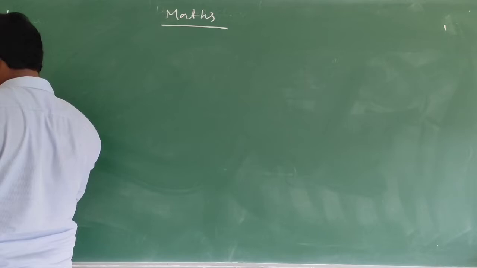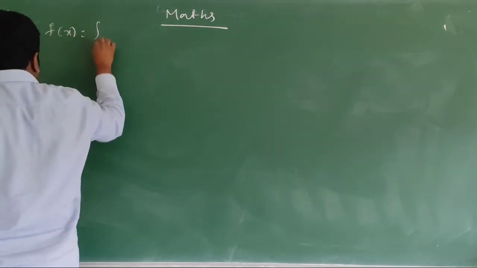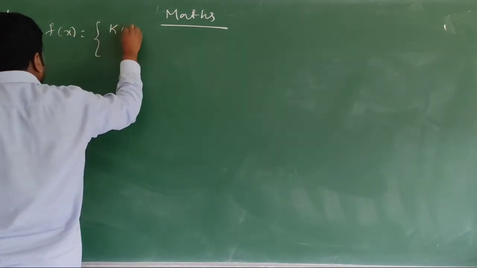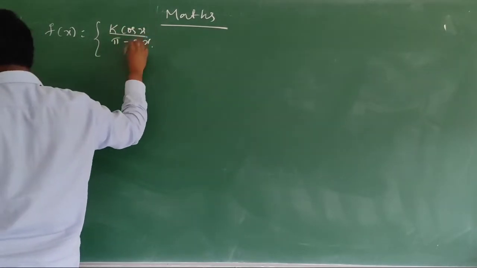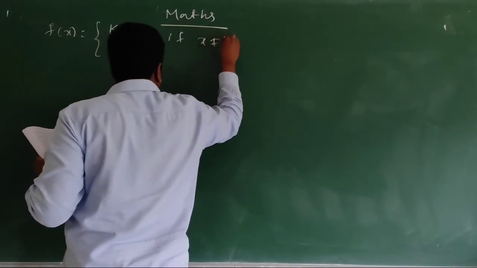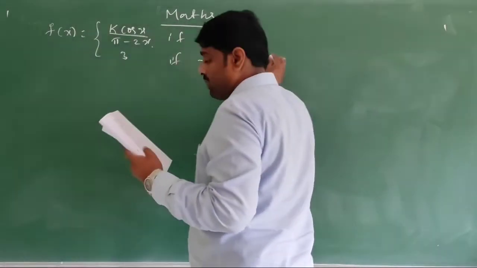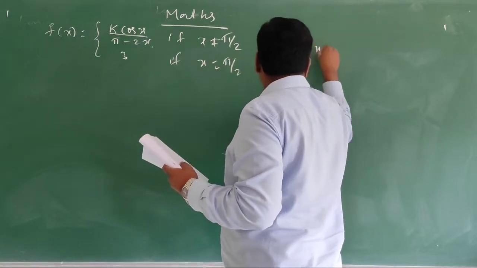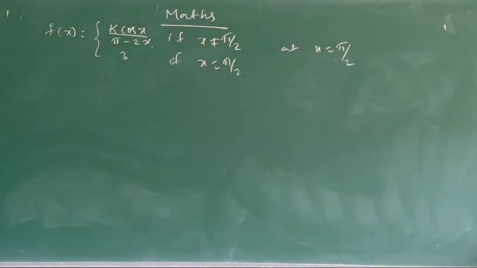This is a very important problem. Find the value of k only. f of x is equal to k cos x divided by pi minus 2x if x is not equal to pi by 2, and 3 if x is equal to pi by 2, at x is equal to pi by 2. This problem is very important. In the board exam they asked it nearly 3 times.